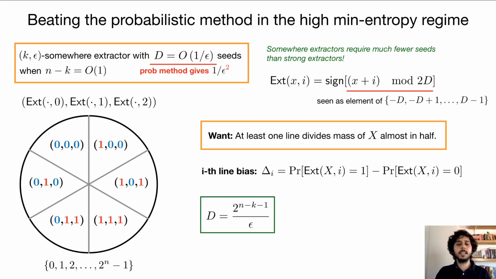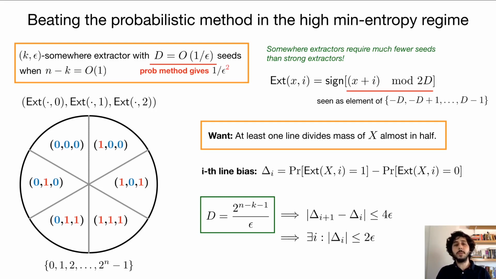And so what we show is that if we set the number of seeds to be appropriately large, in this case to be roughly 2 to the n minus k over epsilon, then we can show that the difference in the bias from one line to the next is always very small. And essentially, since the biases must change sign at some point, the pigeonhole principle implies that there must exist one line for which the bias is very small, which indeed shows that this function is a somewhere extractor with the desired properties.